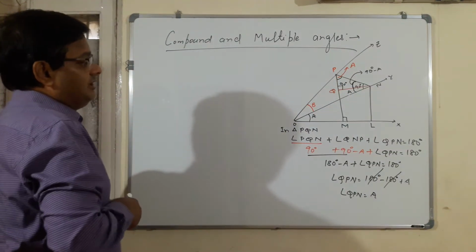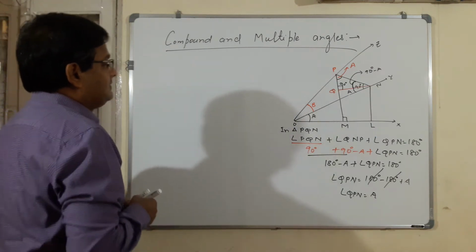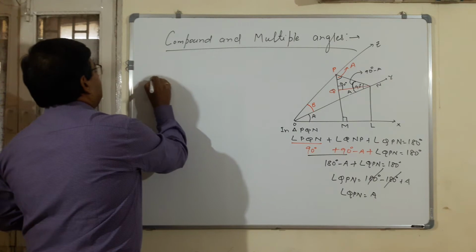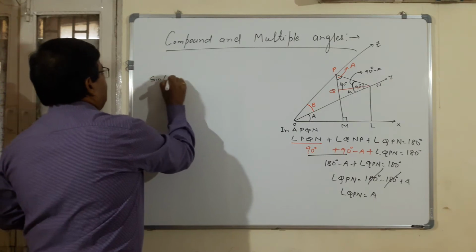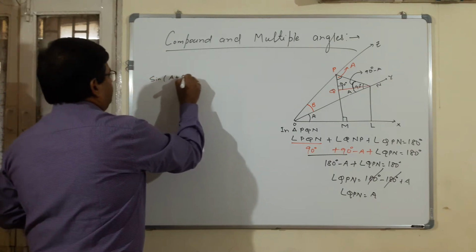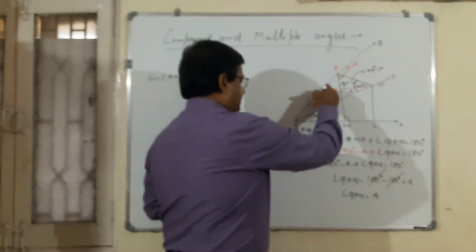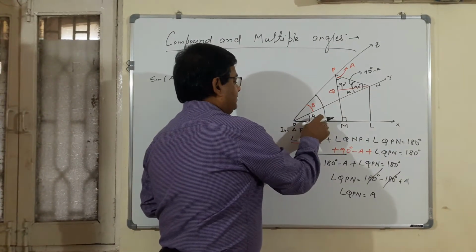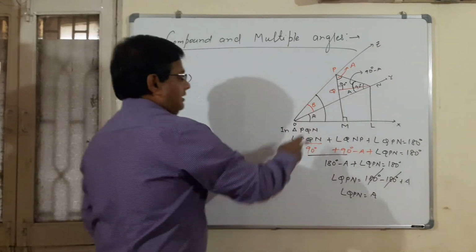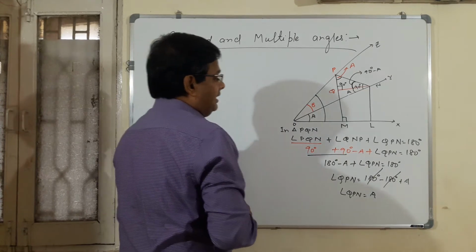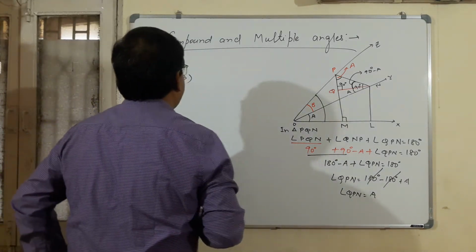Now we have to find out the compound angle. So see here, sin(A plus B). So this combined angle becomes A plus B, with A here and B here.